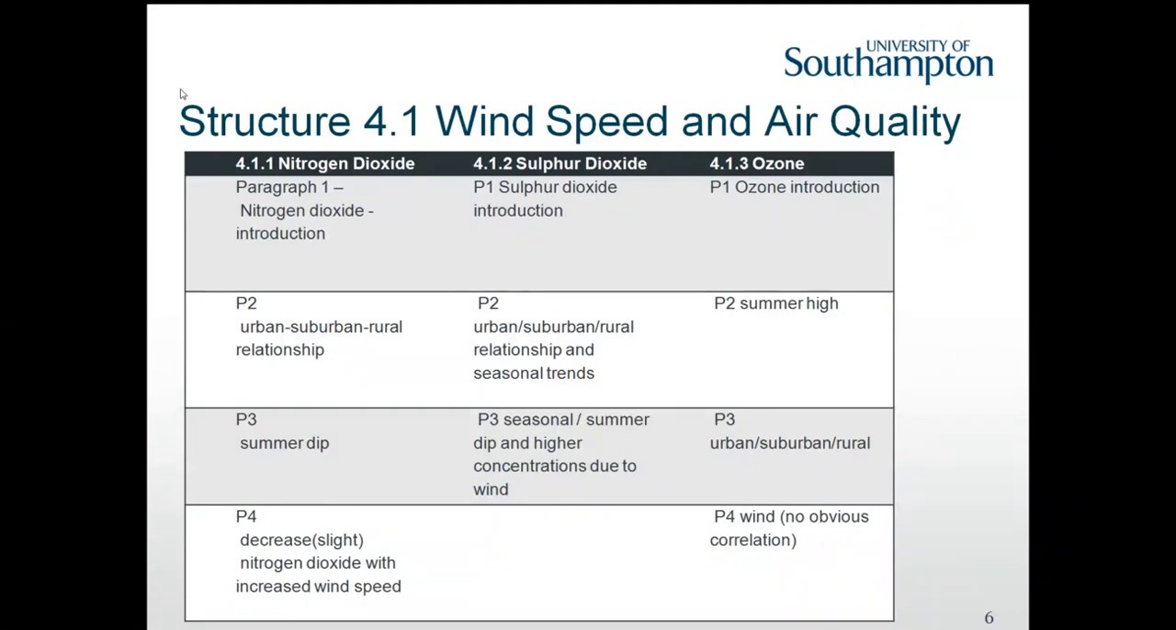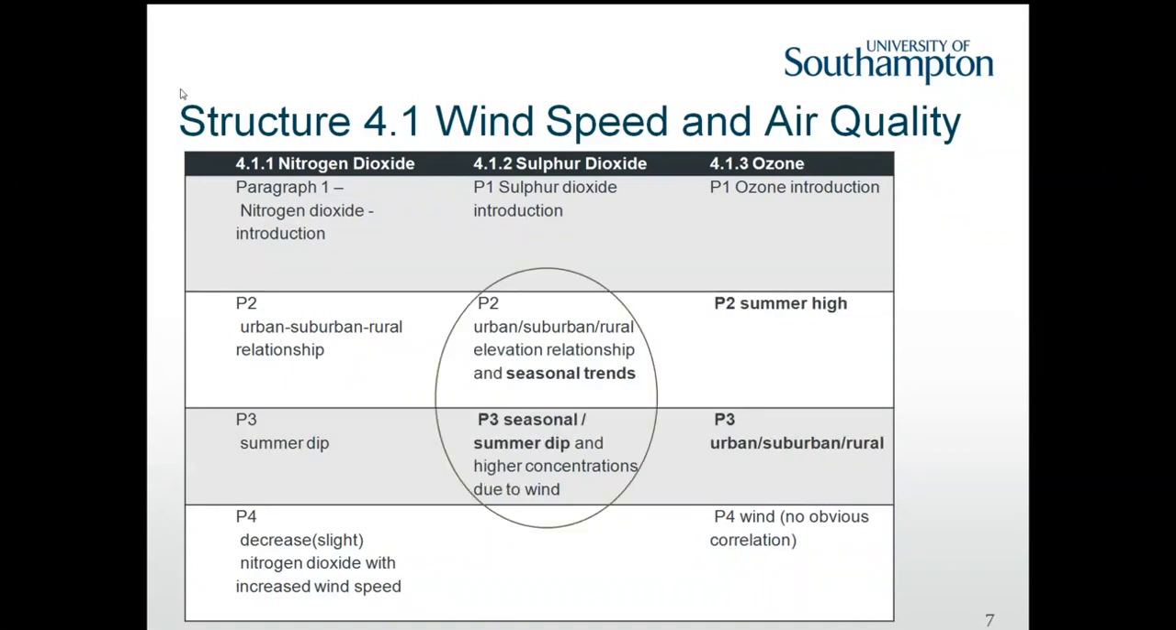So with any piece of writing, we can often find things that we would do differently. Although this was a great piece of work, is there anything that we would do differently? Well, I would have a look at that paragraph unity in the sulfur dioxide section. In paragraph 2, we've got the urban-suburban-rural relationship and seasonal trends. And then in paragraph 3, we've got the seasonal trends and concentrations in wind. So the seasonal trends is kind of straddling, running between both paragraph 2 and paragraph 3. So it doesn't really have such a neat paragraph unity. And I think that one, personally, I would change.